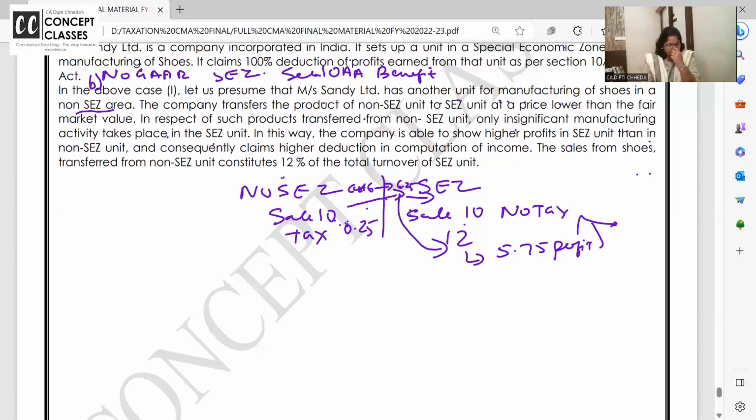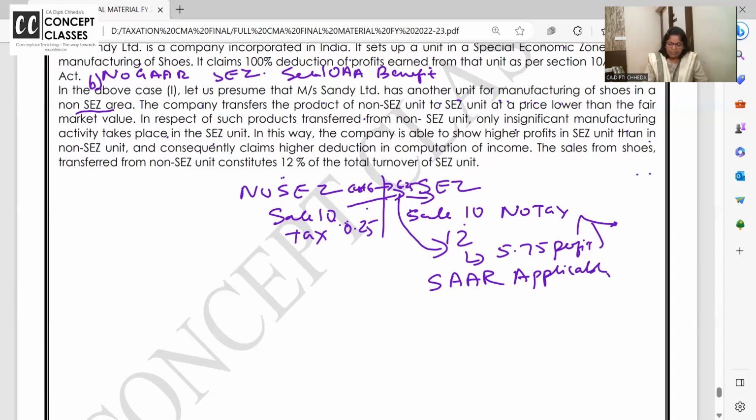Is this covered under GAAR? This is specifically covered under SAAR. It is not allowed. SEZ का सेल हो रहा है तो वो SEZ में ही मैन्युफैक्चर होना चाहिए. कहीं और से खरीद के सिर्फ SEZ में आप सेल नहीं कर सकते. So already SAAR is applicable. So not covered under GAAR. Write down the answer. SAAR is applicable.